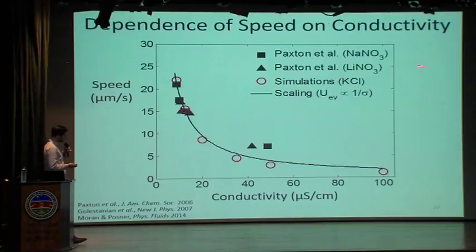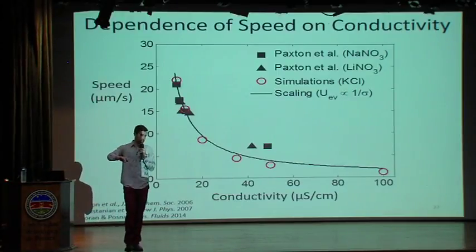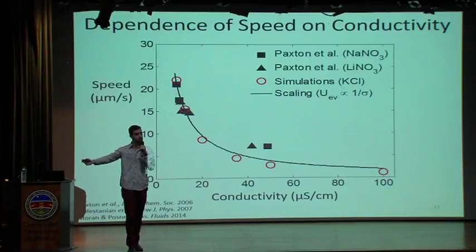So now I just want to briefly show, remember I said that the speed should depend inversely on the ionic strength or the conductivity of the solution.